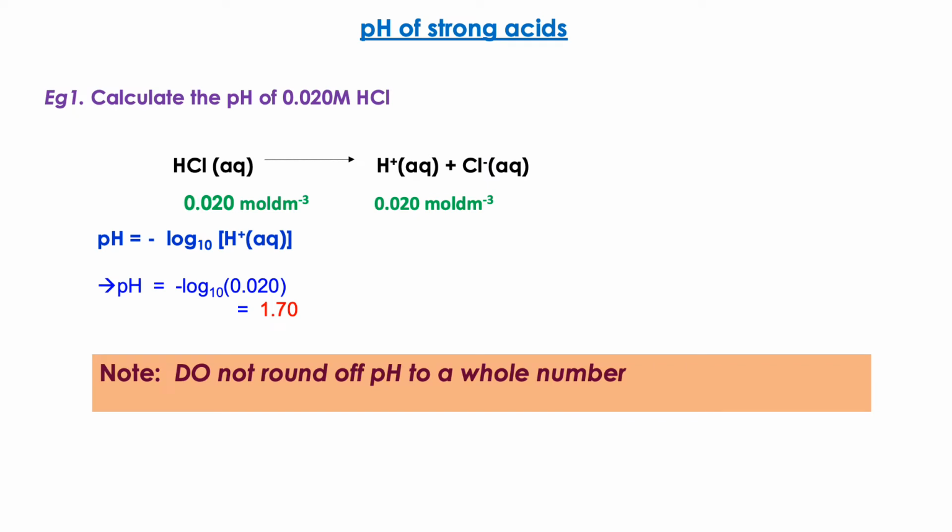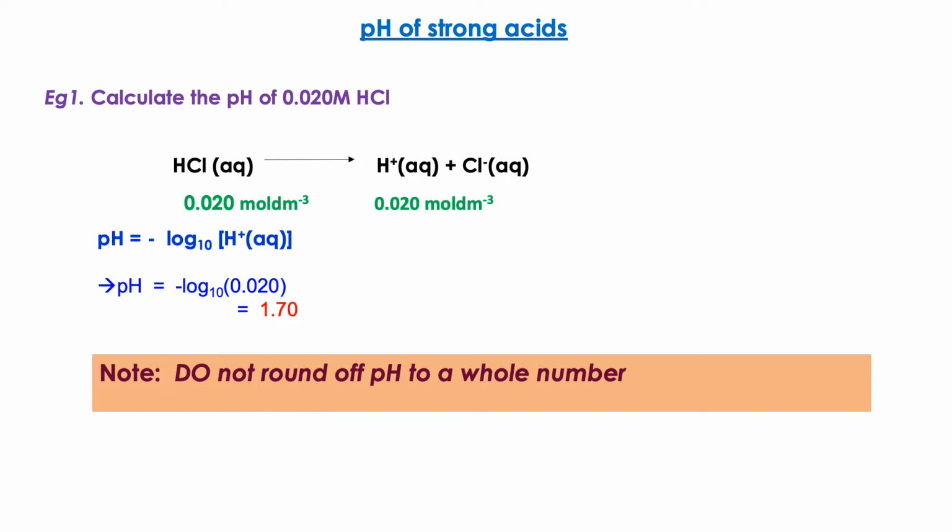pH of strong acids. Example 1. Calculate the pH of 0.20 moles per decimeter cube of HCl. HCl is a strong acid, so it dissociates completely to form H+ ions and Cl- ions. The initial concentration of HCl is 0.02 moles per decimeter cube. So the concentration of H+ ions formed also will be 0.02 moles per decimeter cube.